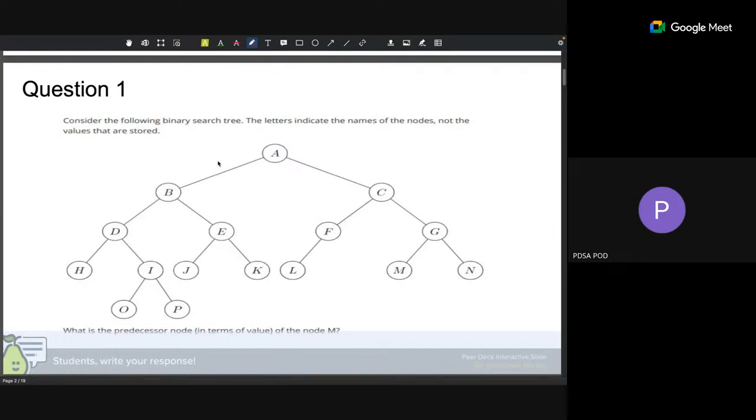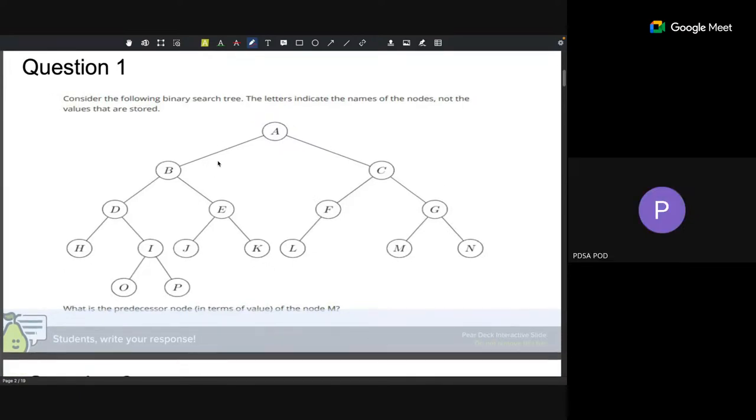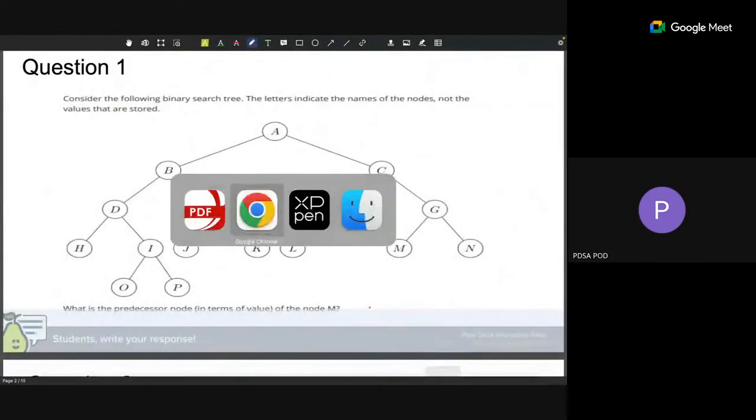Here they have given alphabets, each node is given an alphabet. The question is, what is the predecessor node in terms of the value M? Predecessor node in the sense that we need to find the in-order traversal of the tree. In-order means what really? Increasing order.